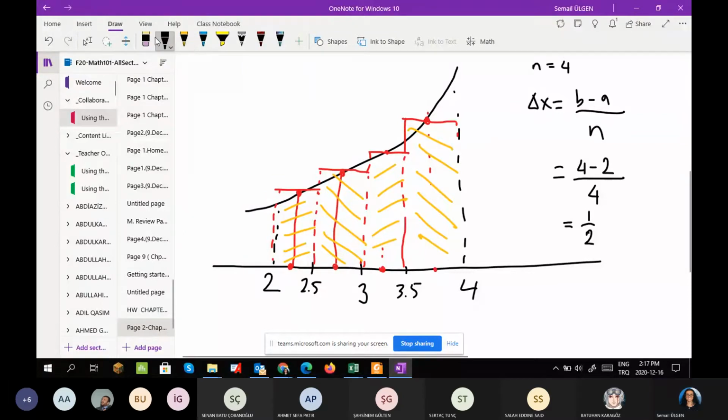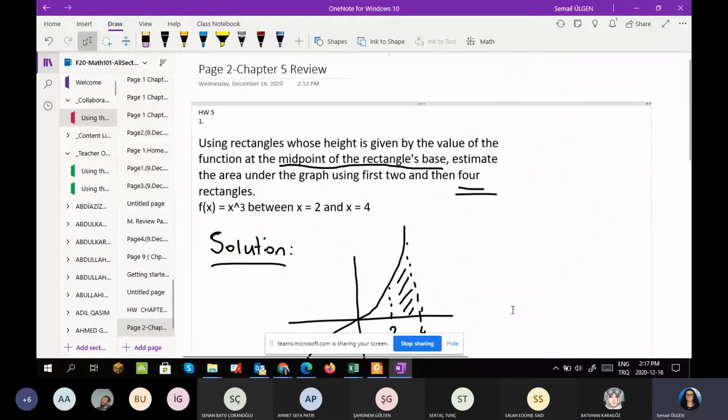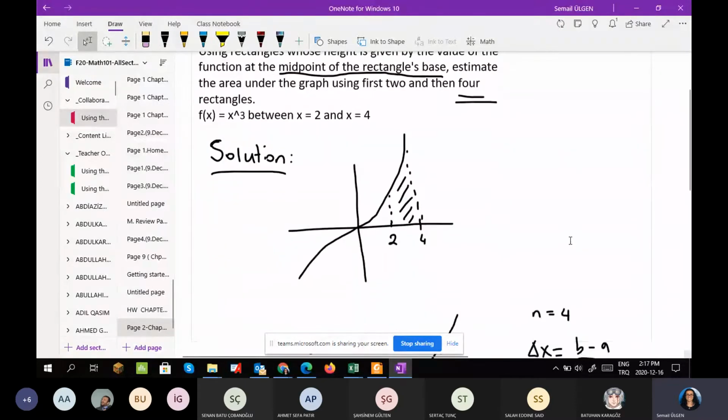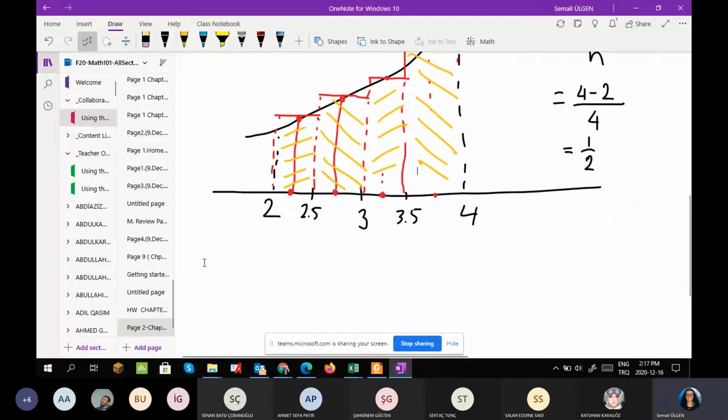If we go up here, it says using rectangles whose height is given by the value of the function at the midpoint of the rectangle's base, estimate the area under the graph using first 2 and then 4 rectangles. Okay, my function is y is equal to x cubed. So I'm going to start writing my Riemann sum.